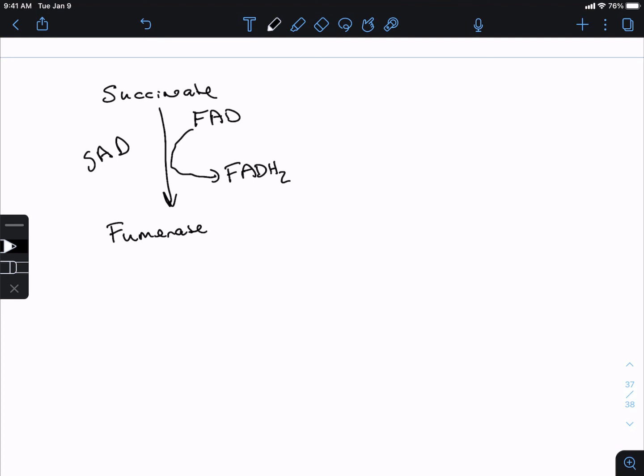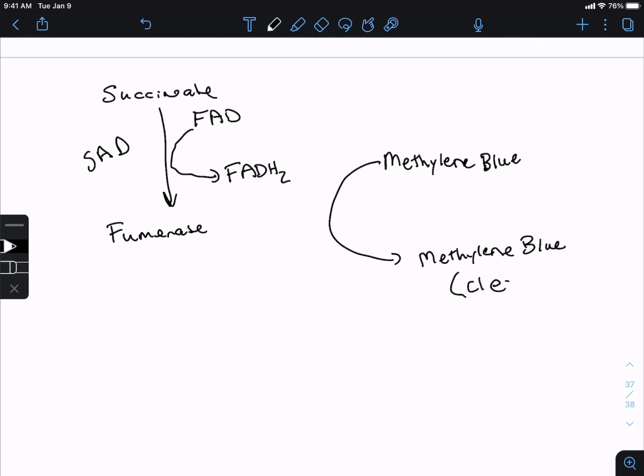And so the way we monitor that is by putting in our methylene blue. And remember, that's going to become clear. It's still named methylene blue. It's not like I can say, oh, it's methylene clear now. That's silly. That's not its name. But it's the clear form, or the reduced form. And in the process of doing that, it's going to actually regenerate this FAD.